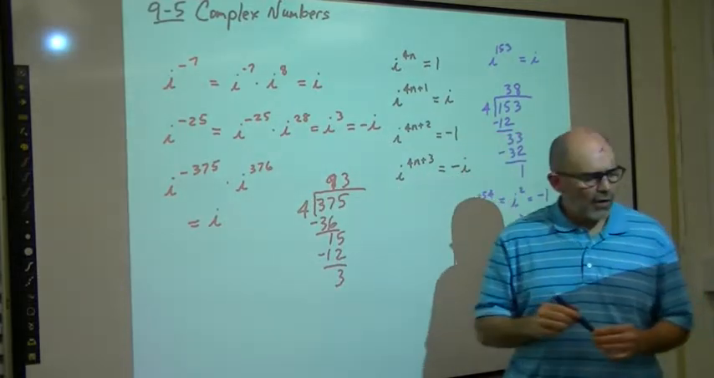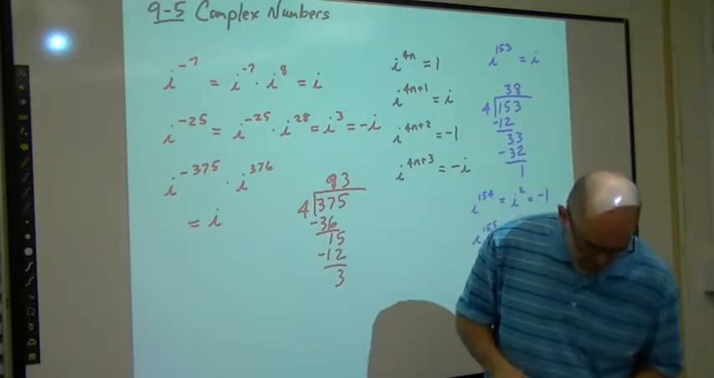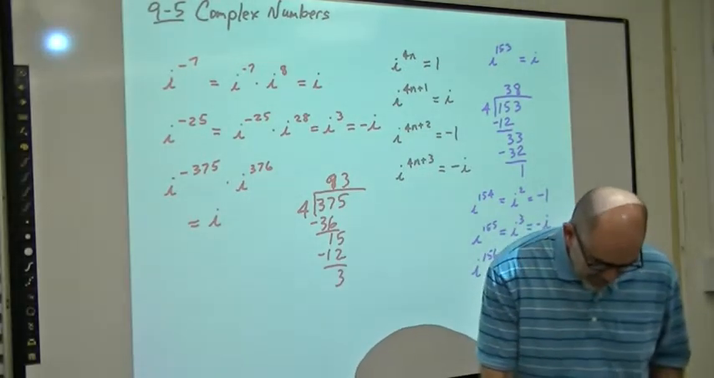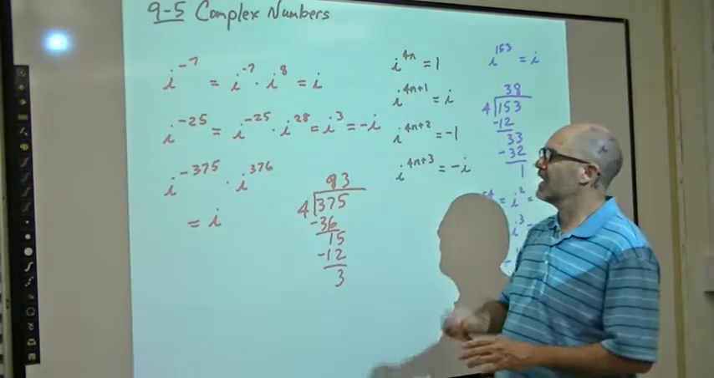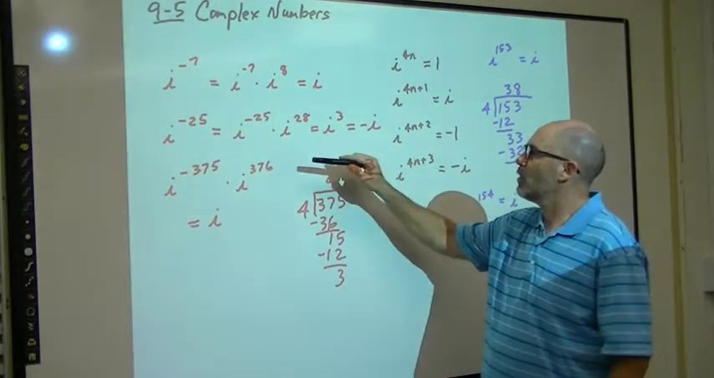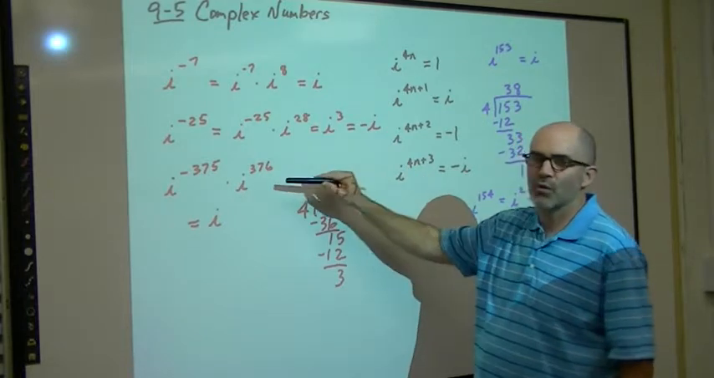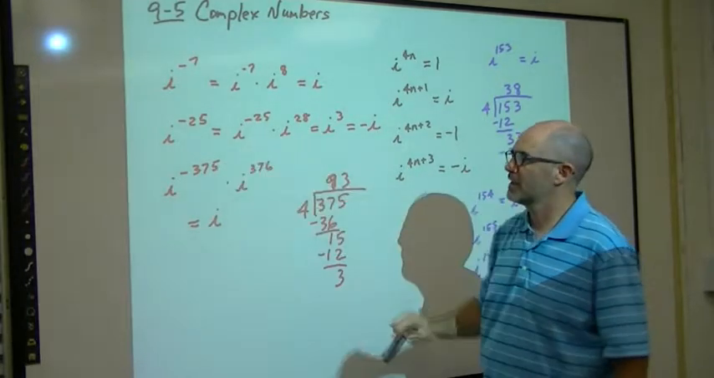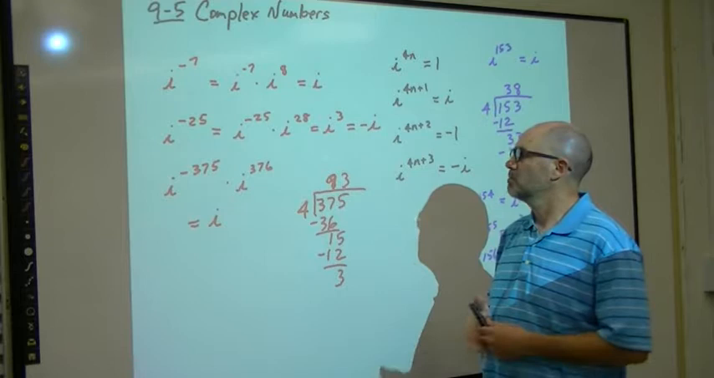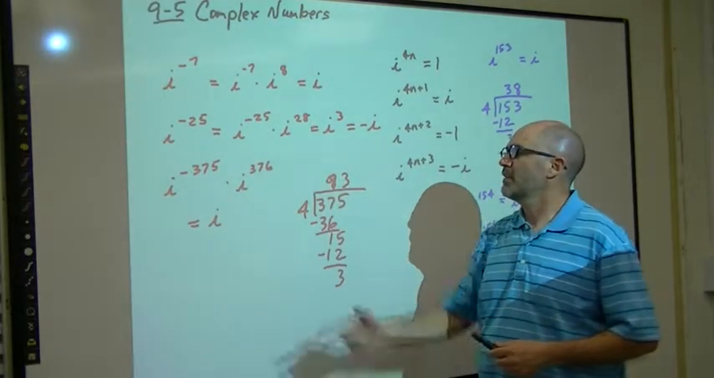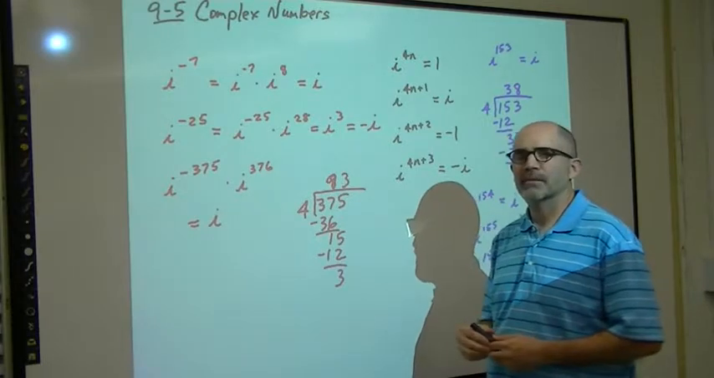So now there are a couple other methods in the book if you want to check them out. Page 580. I kind of like this method. Just find out what the remainder is and get the nearest multiple of 4 that's above it. And then you're just going 376 minus 375 is 1, and that's it, you have i.